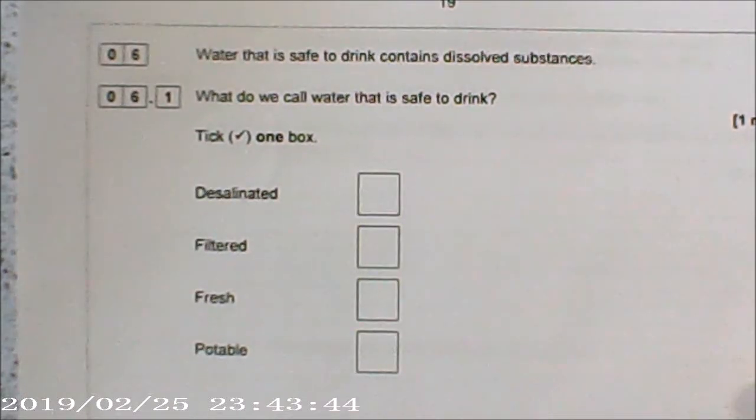Okay, question number 6. Water that is safe to drink contains dissolved substances. What do we call water that is safe to drink? I hope that we have all ticked potable water.